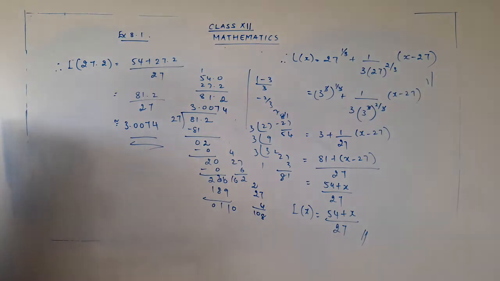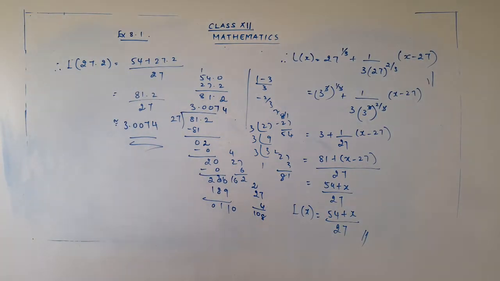This is the answer. So the answer is 3.0074. So we have completed the first sum. The answer is 3.0074. Just remember the procedure. We have to follow the same procedure for the remaining sums also, wherever you are dealing with linear approximations.